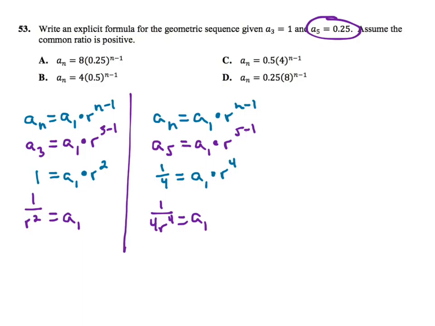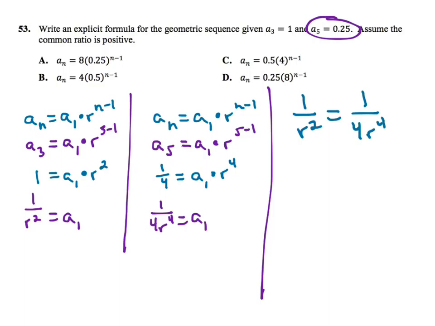What good does that do me? I have a system now, right? So let's set these two equal to each other. 1 over r squared equals 1 over 4 times r to the power of 4. Let's go ahead and cross multiply. I'll get 4 times r to the power of 4 equals r squared. Let's divide both sides by r squared. I get 4 times r squared equals 1, right? And let's keep solving for r. So I get r squared equals 1/4. I just divided both sides by 4.